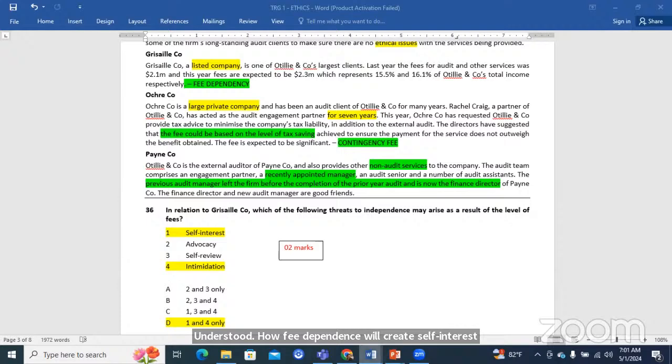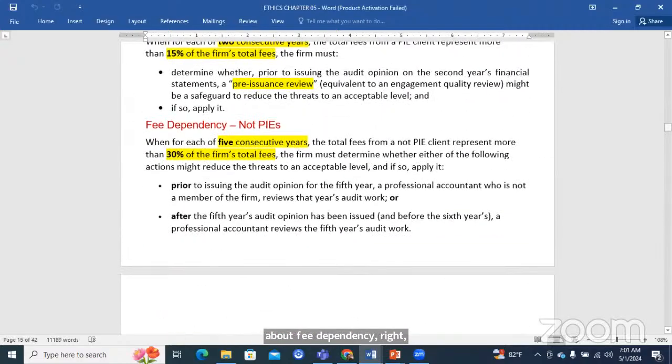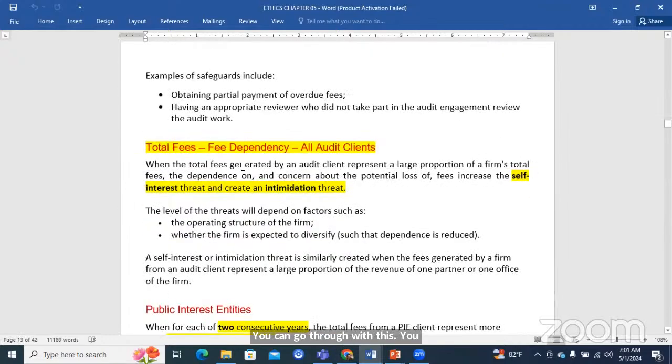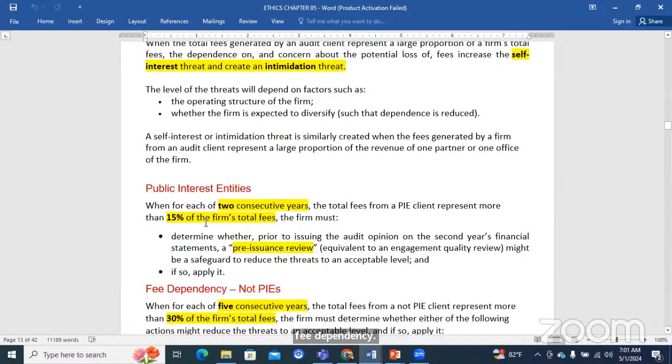If you want to learn more about fee dependency, I can share this material. You can go through with this. Fee dependency, self-interest and intimidation threat. For listed companies, fee dependency, what is the condition? 2 consecutive years exceeding 15% total fee. Non-listed company, 5 consecutive years, 30%. So here the question is listed company, therefore this rule will be applied. So we should perform engagement quality control review. Is it clear?